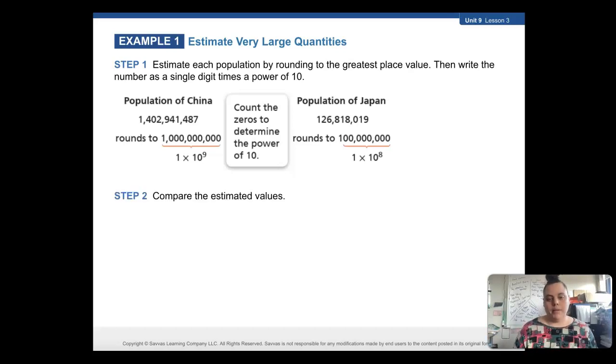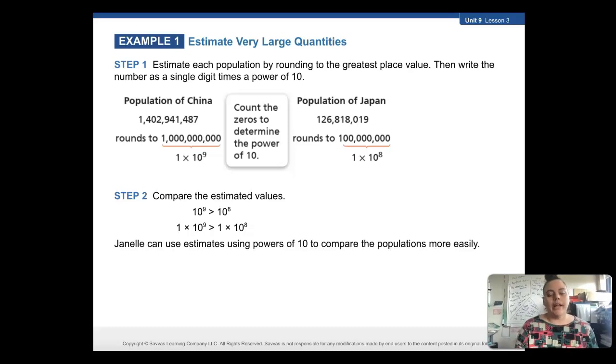We can then compare these estimated values. 10 to the 9th is more than 10 to the 8th, so 1 times 10 to the 9th is more than 1 times 10 to the 8th. So we know that the population of China is more. Yes, we knew that already. But we could also say now that it's 10 times more because it's 1 power of 10 more. So she can now use these estimates to compare the populations more easily.